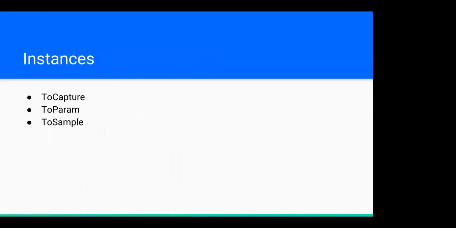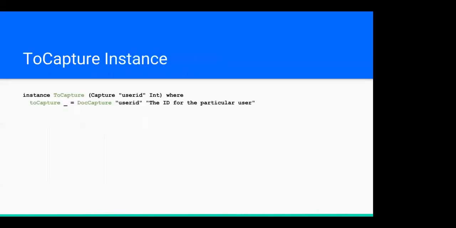So really what we have to do is fill in instances of particular type classes that will allow servant to generate documentation for us. So we'll go through each of these three examples. For every capture parameter that exists in your API, you have to supply an instance of the toCapture class. So we see here that we're providing a specific instance for capture on user ID. If we had other different capture parameters within our API, then we would need a different instance for each of those different strings.